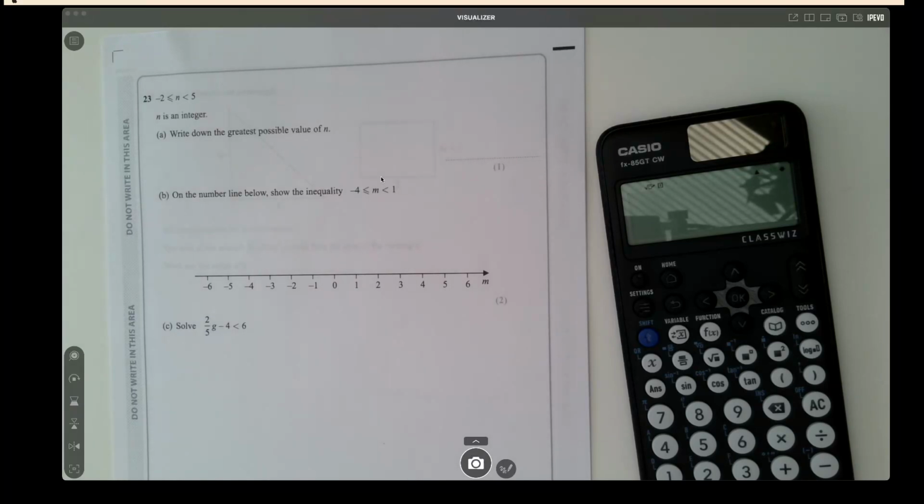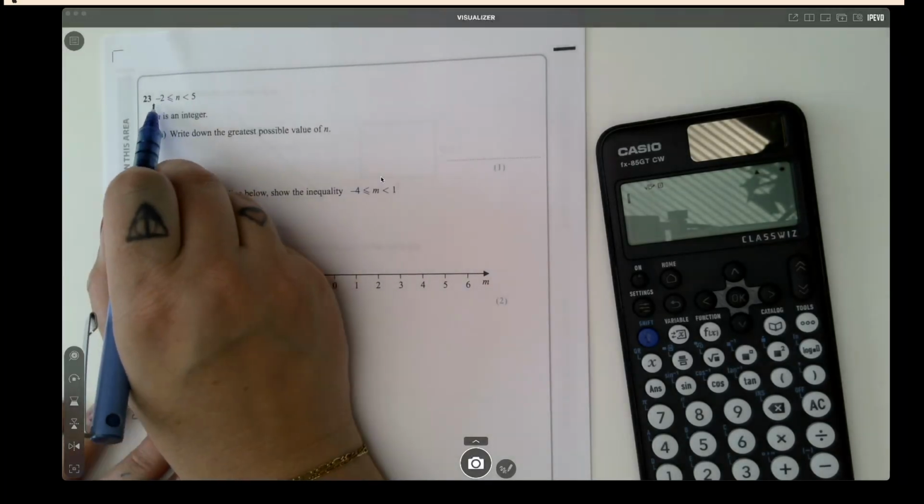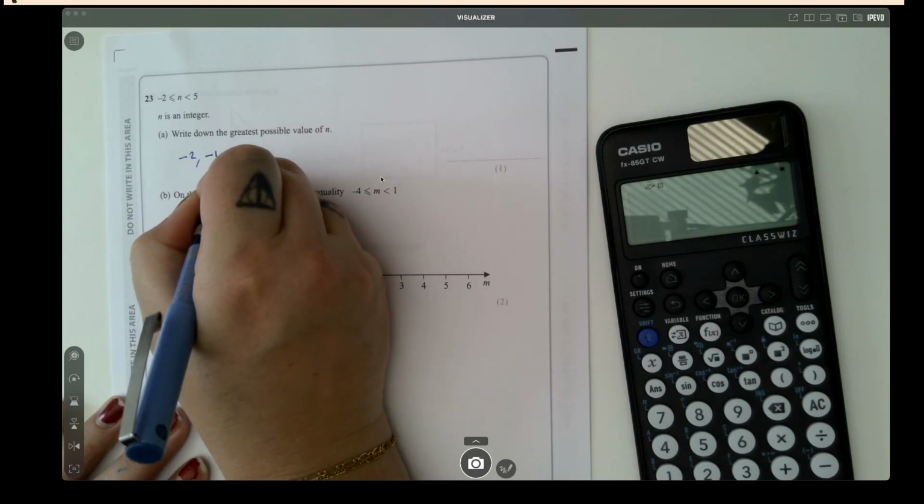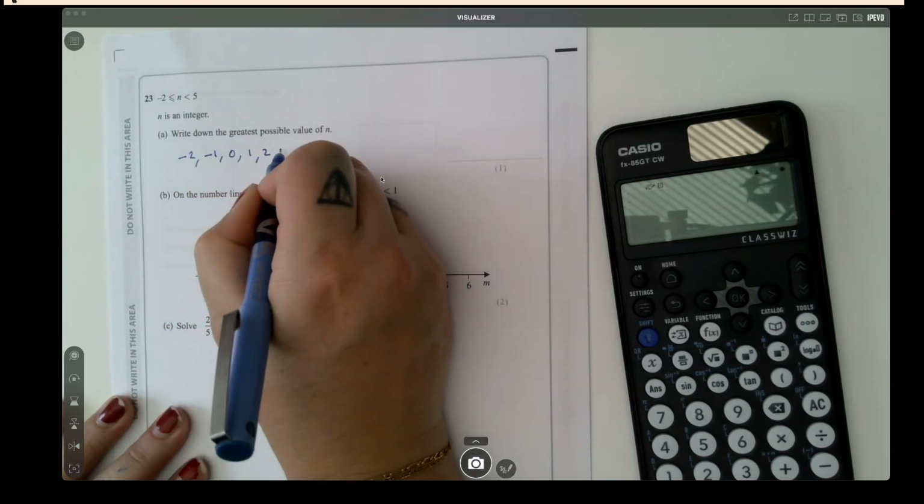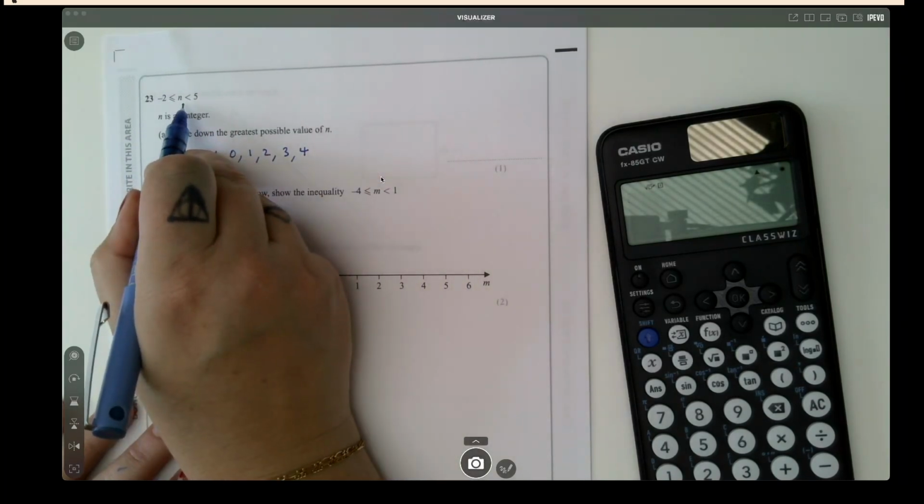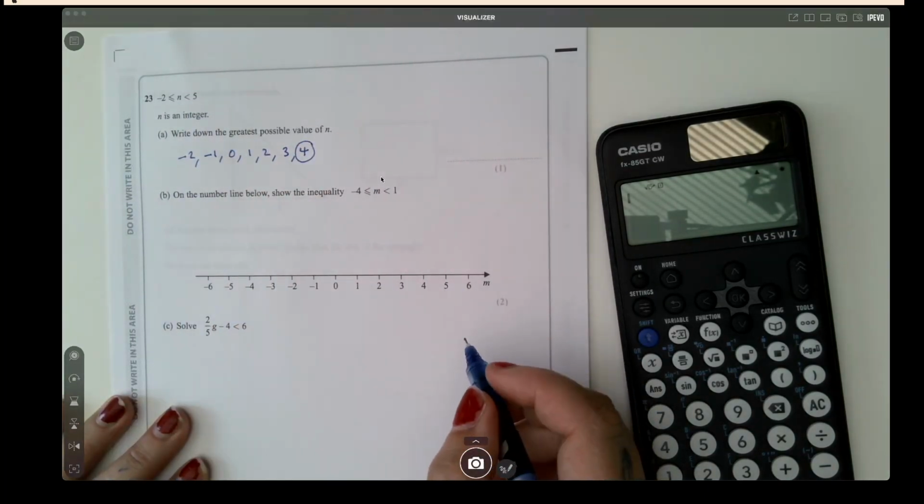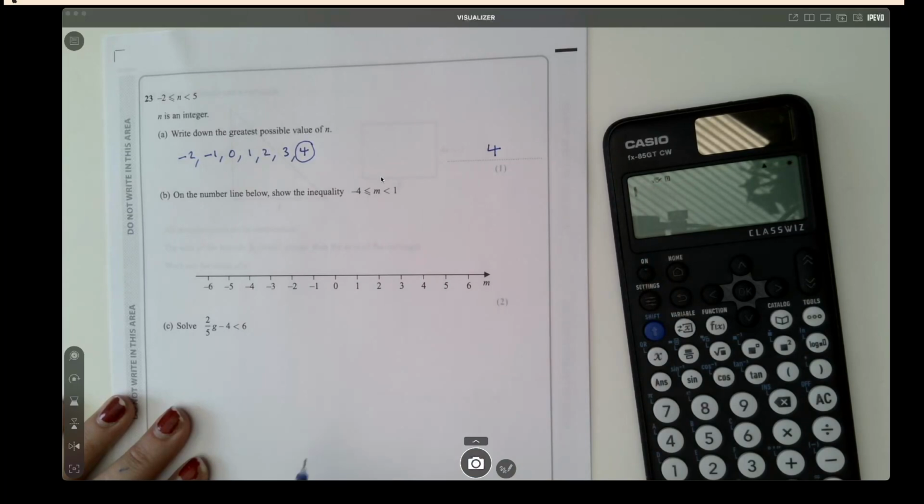Question 23. We have been given a double inequality where n is an integer. Part A, write down the greatest possible value of n. If we look at these values, we can include -2, then -1, 0, 1, 2, 3, 4. We're not including the 5 in this range of values because there is no line underneath that symbol that makes it an equal to symbol. So the greatest possible value of n is 4.